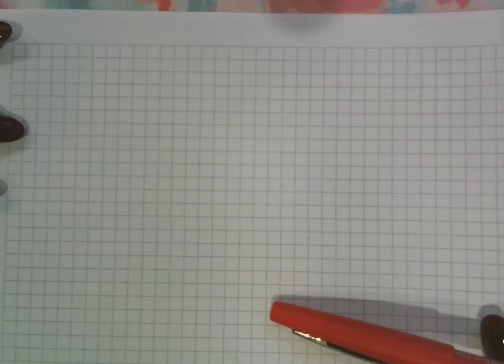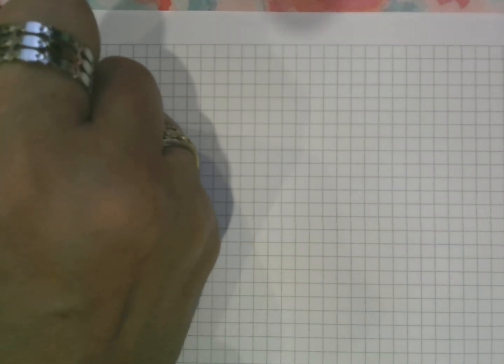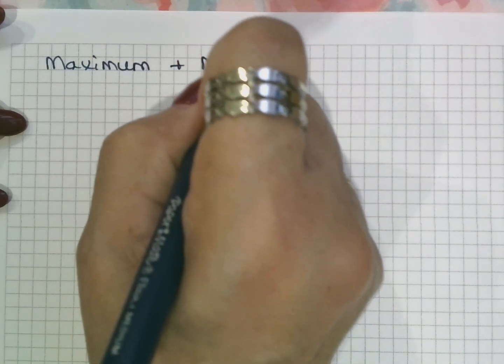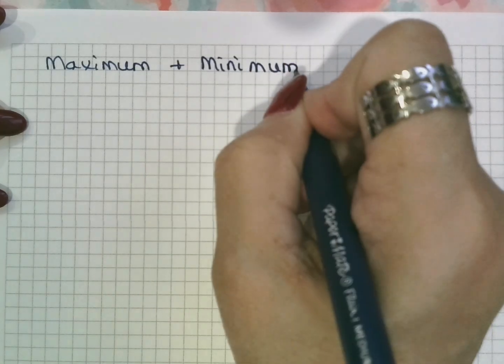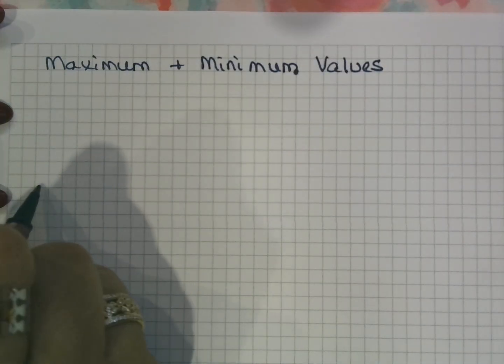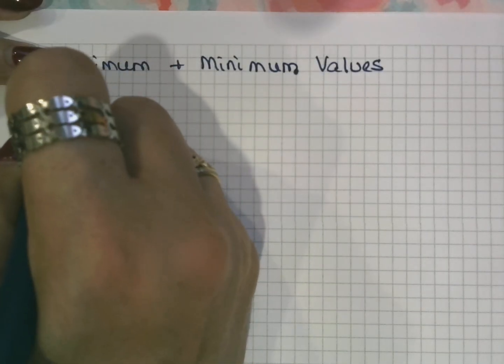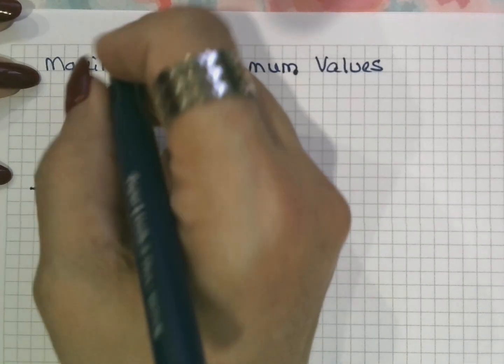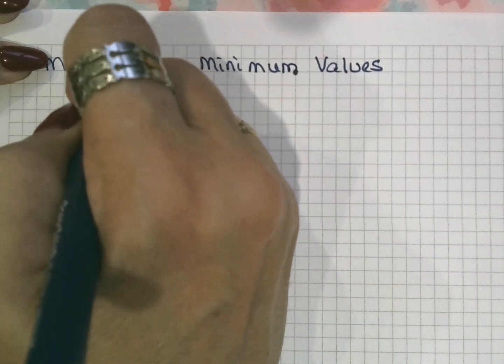Let's just quickly review what happens when the function opens up and when the function opens down. So this is going to be maximum and minimum values. So let's do a function that opens up, shall we?